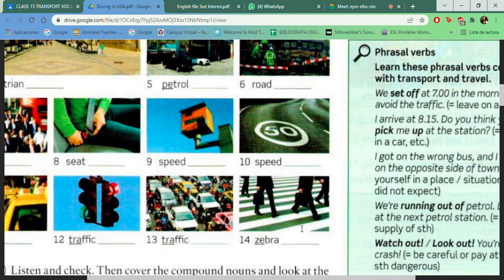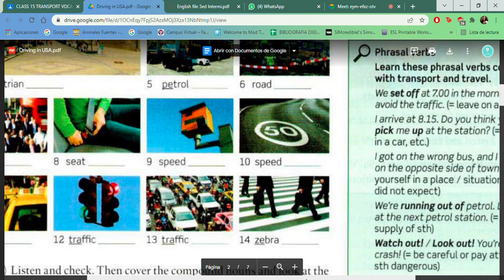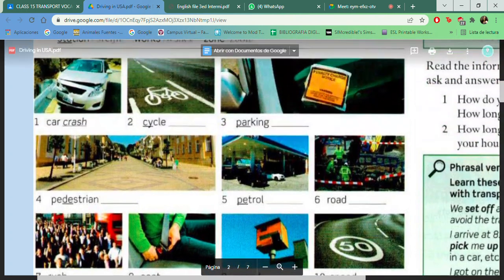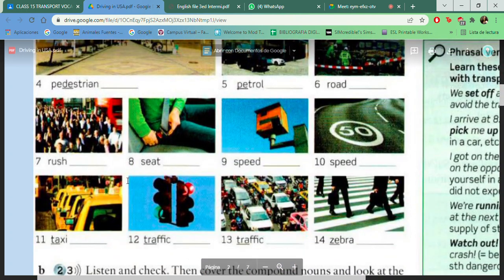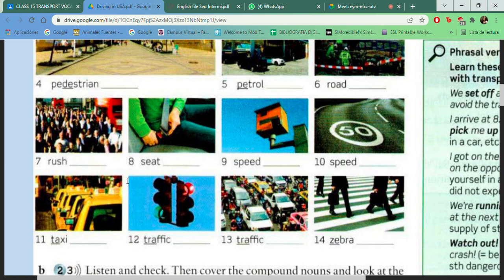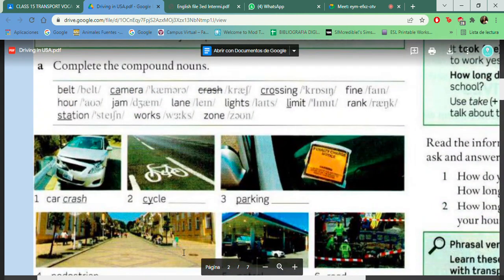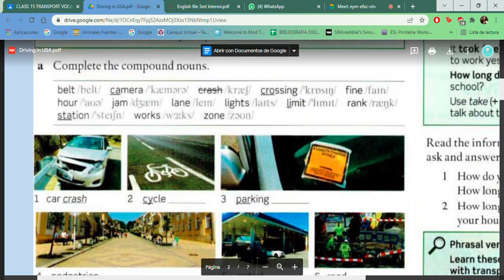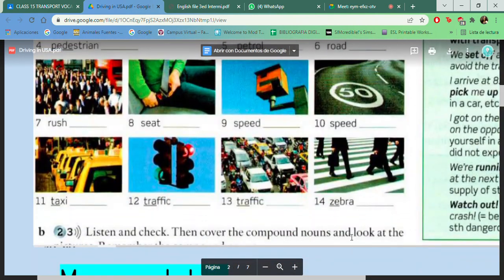Great. Then we have the traffic sign, speed limit. Speed limit. Very good. Okay, number 11 is a bit hard. This is taxi run. A line full of taxis. This is a zone, an area where you can take a taxi, called taxi run. Okay. You have traffic lights. Traffic lights. Remember, this is traffic jam. Jam, traffic jam. Very good.